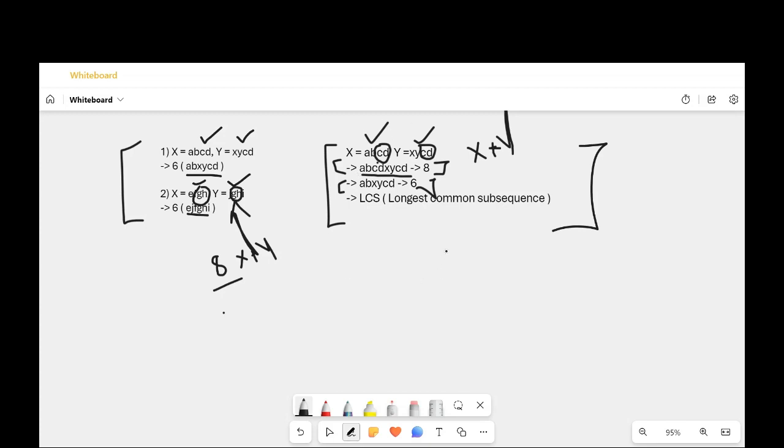For example, in this particular string we were getting 8, but we were considering two instances of the same characters, C and D, we are considering it two times. So in this case we need to remove one instance of CD in order to get the shortest common super sequence. In here also, if we remove one instance, that is 8 minus 2 that we are doing, we get 6, that is the length of the shortest common super sequence.